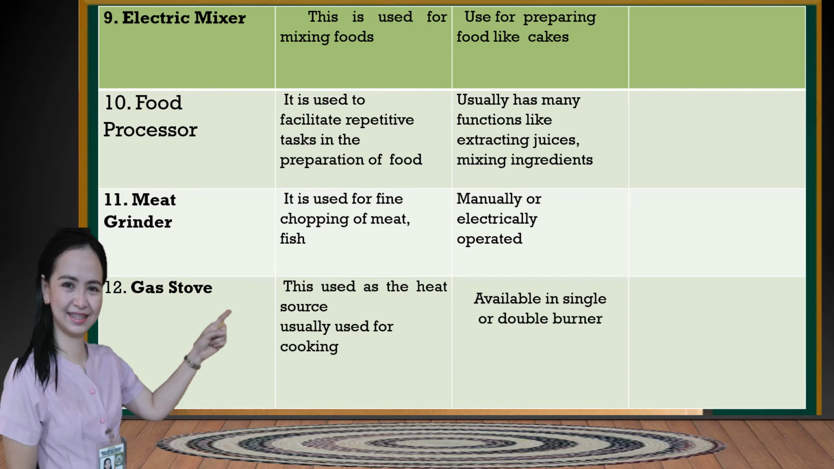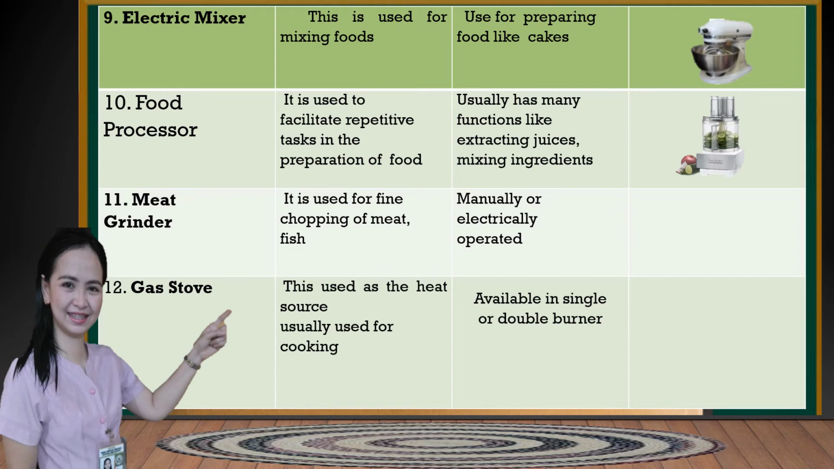Next is electric mixer. This is used for mixing foods, and it is used for preparing food like cakes. Next is food processor. It is used to facilitate repetitive tasks in the preparation of food, and usually has many functions like extracting juices and mixing ingredients, as what you see in the picture.